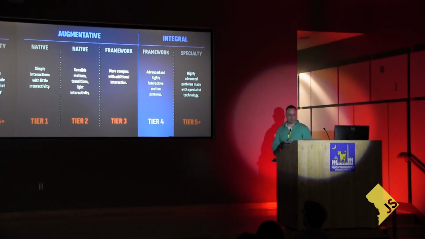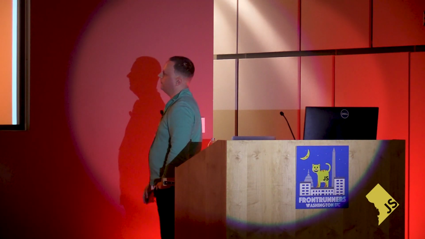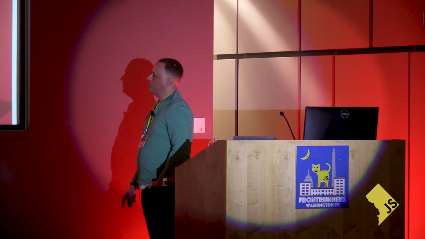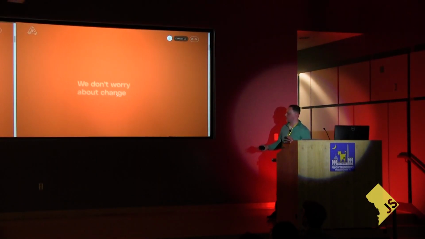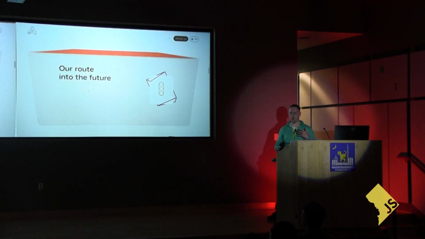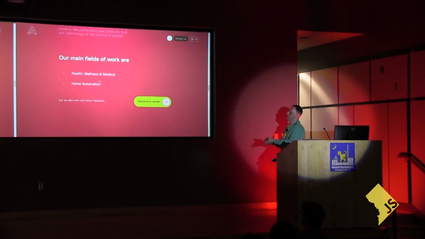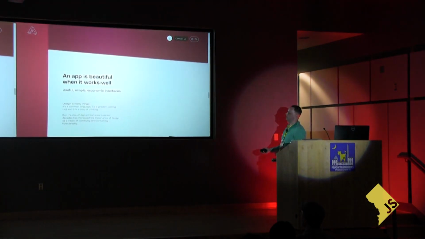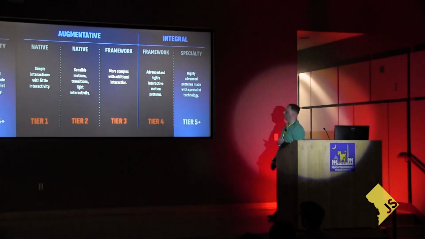So now we're going to cross another divide. Everything up until this point has been augmentative, and now we're going to jump into the integral section. So here's an example where we've got these faux 3D transitions into different things. And we're at the point where removing these interactions, removing these transitions, the site is just simply not going to be the same anymore. So that's what classifies it as a tier 4 system.